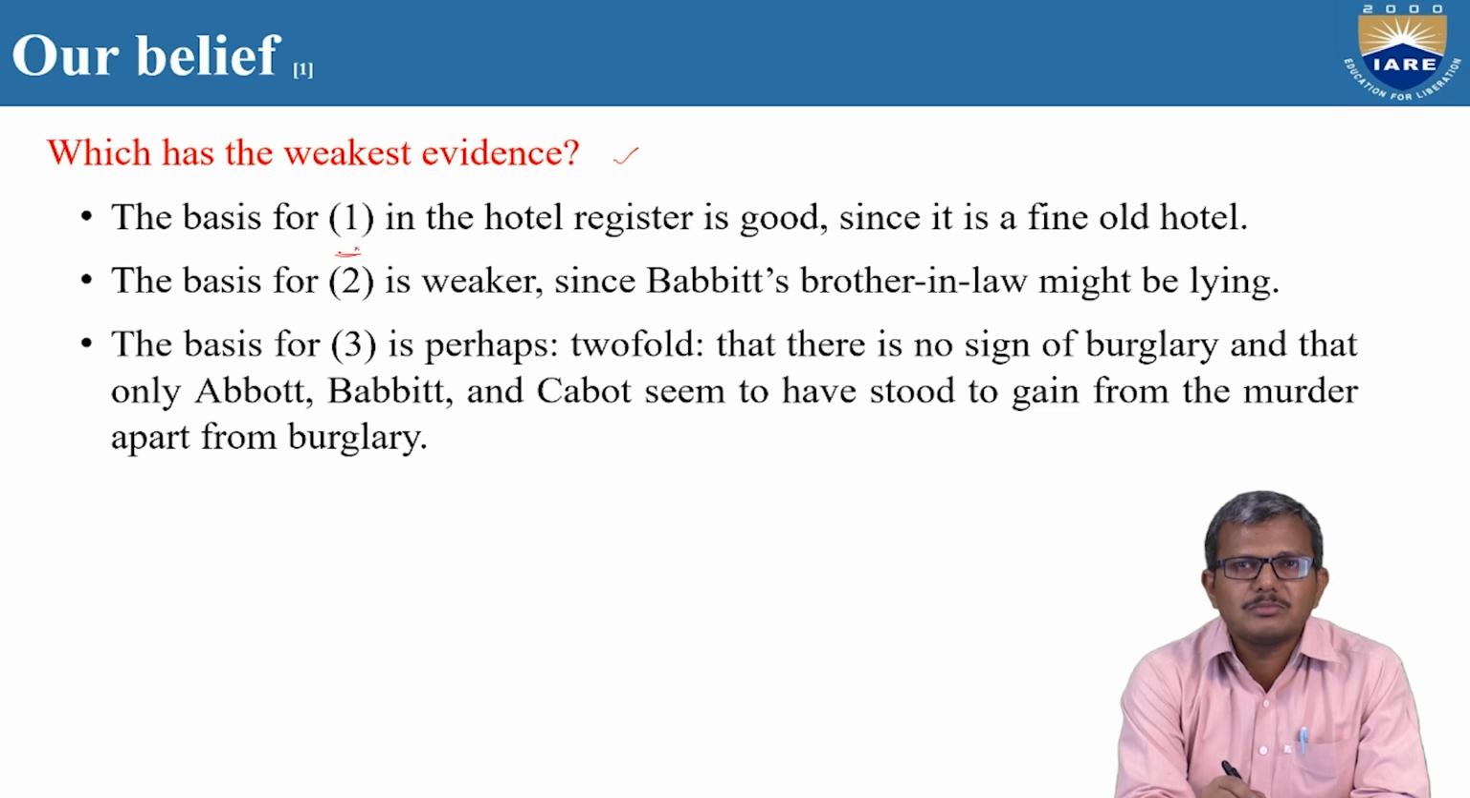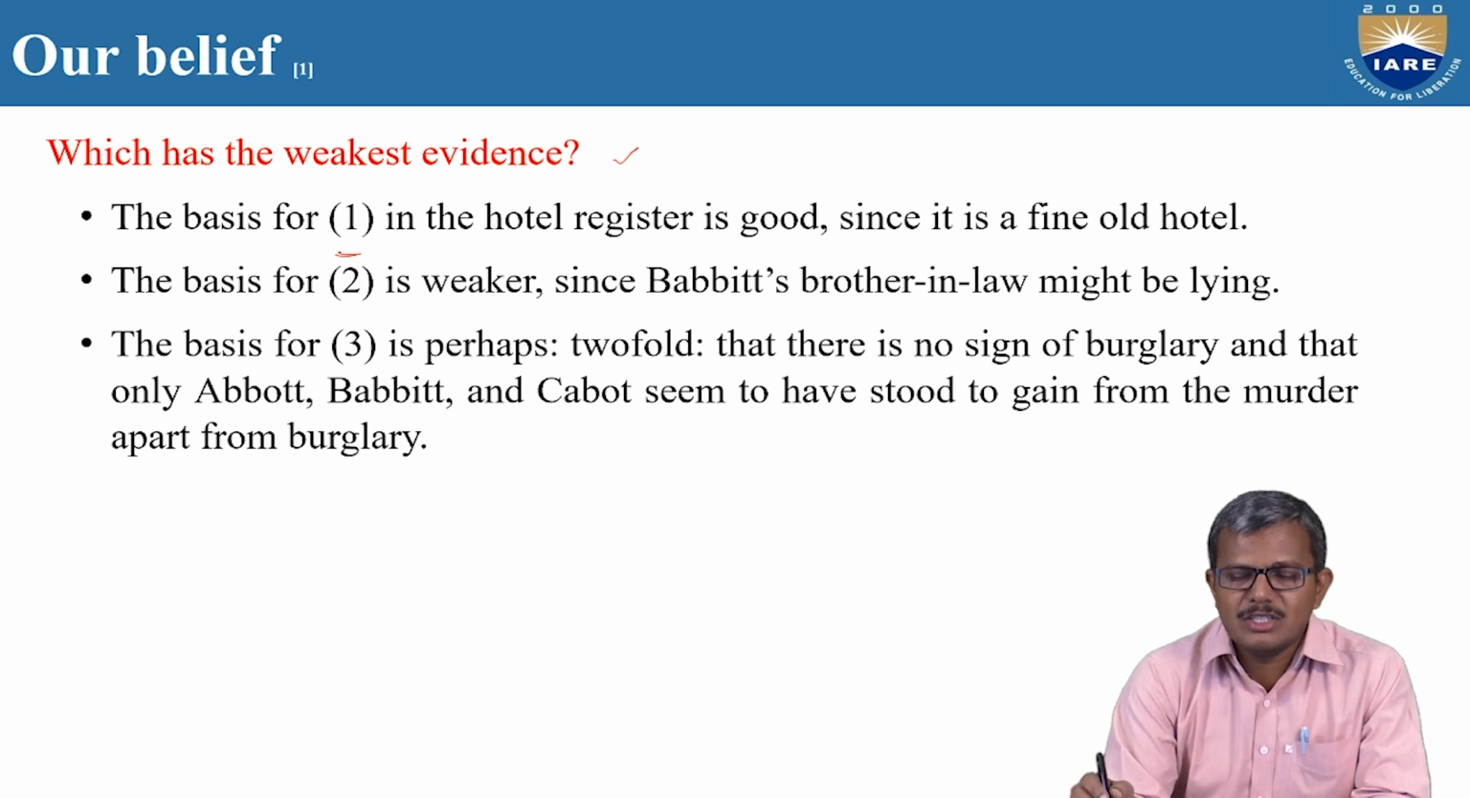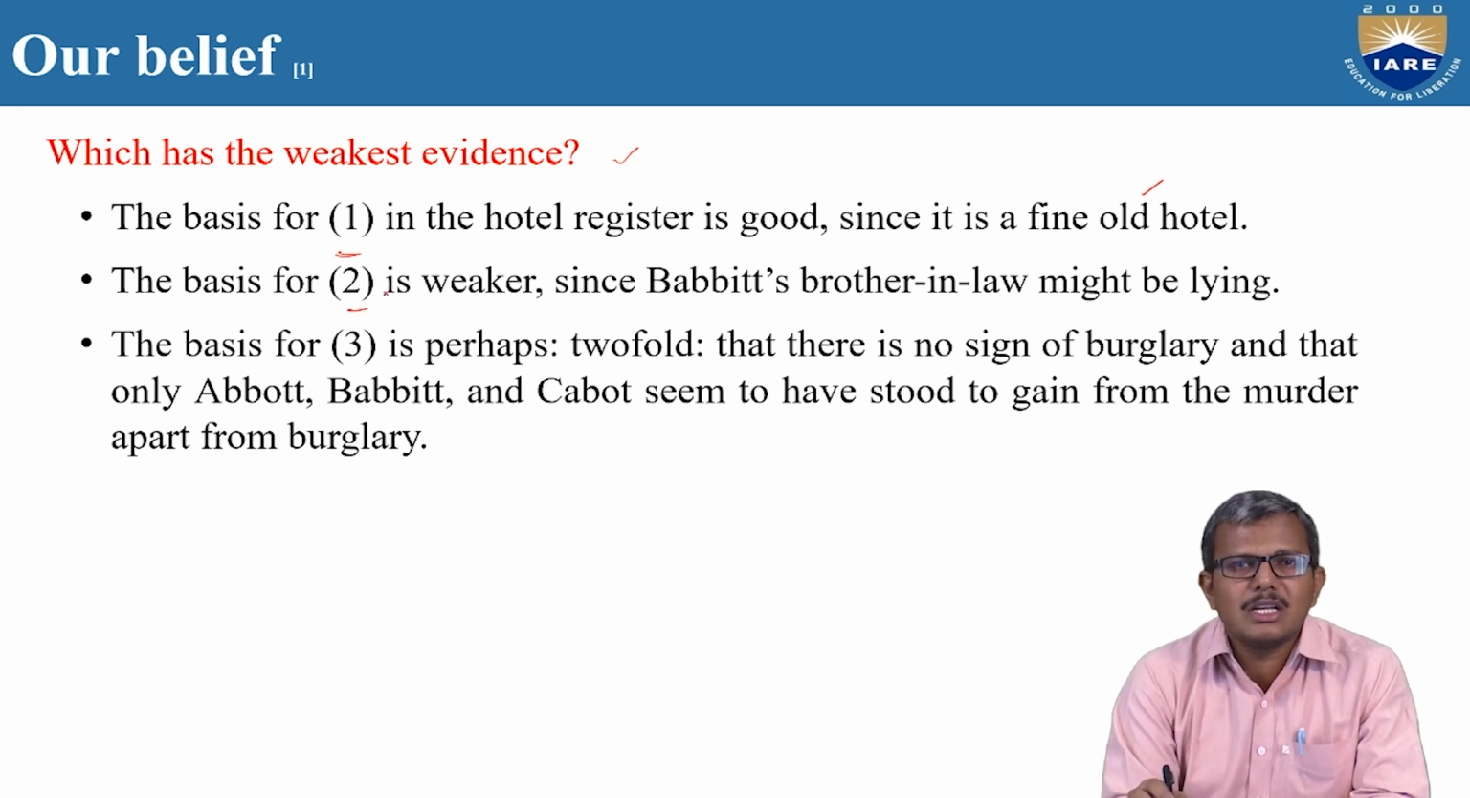If we talk about the first one, Abbott, what Abbott has told is that his name has been entered in the register of the hotel. If that hotel is a reputed hotel, simply we can believe that the entry of Abbott is true. So that is the first evidence. Coming to the second evidence, Abbott is telling that he is with his brother-in-law in Brooklyn. In this case some uncertainty is there. Maybe the brother-in-law is lying because he wants to help Babat escape from this situation. That's why he may be lying. So this is the weakest point of evidence, we can say.